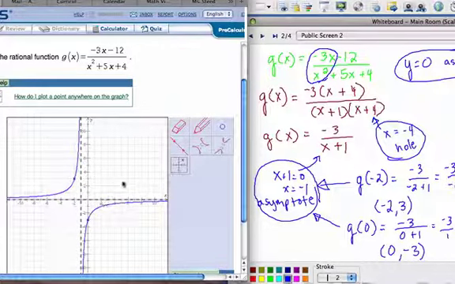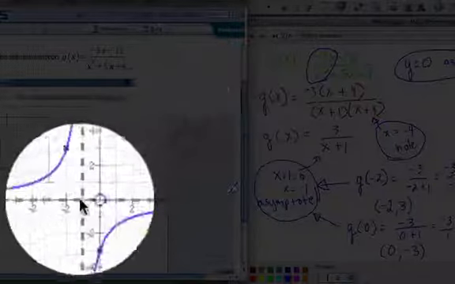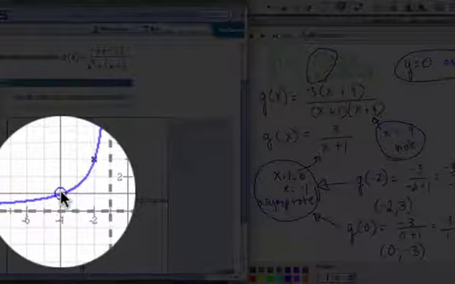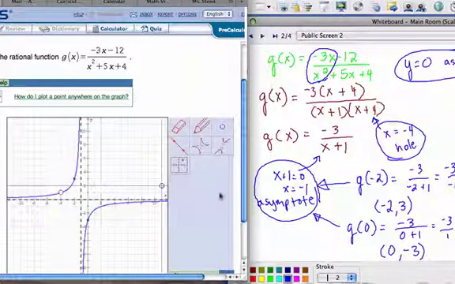Okay, and then I have the hole at x equals negative 4. So click the button, go to negative 4, go up until you hit the graph, click that point, and there we go.